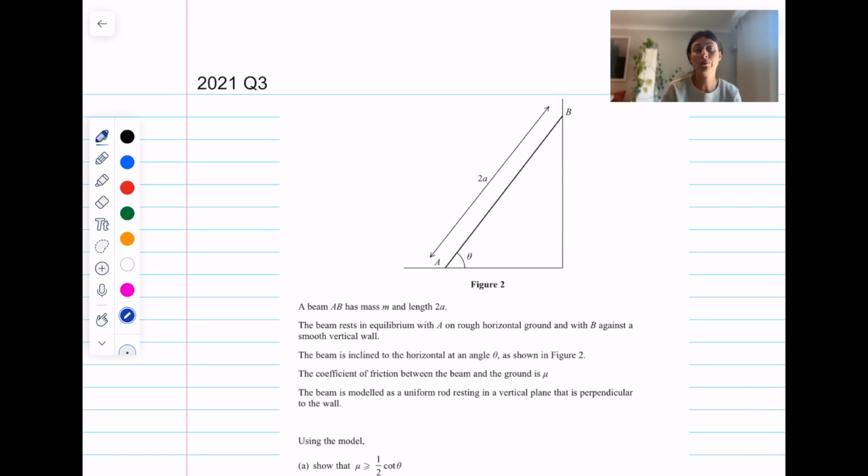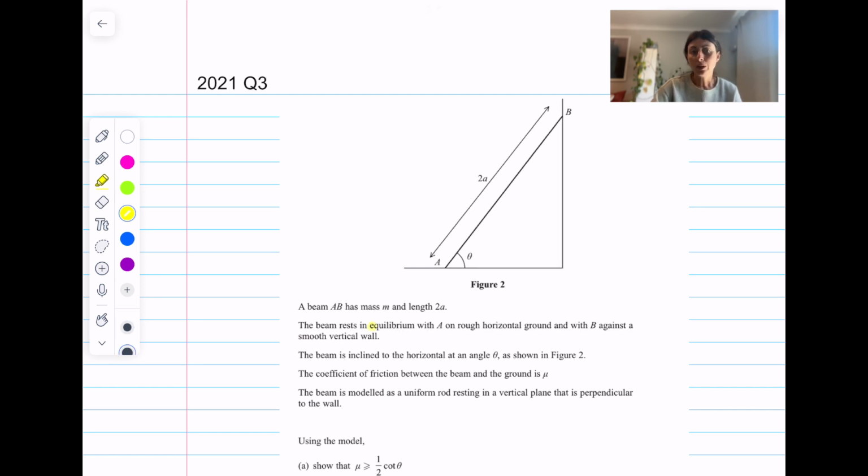So starting with this one from 2021, this is a pretty standard ladders type question. And what we need to do first is add all of the forces mentioned in the text to the diagram. So whether they give you the basis for the diagram or not, you should definitely draw one.